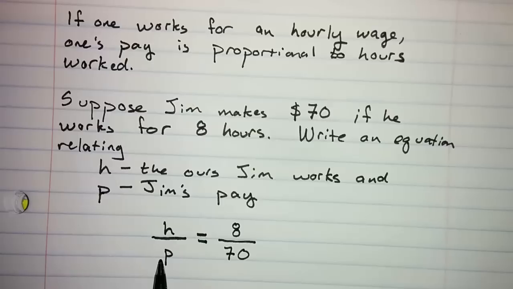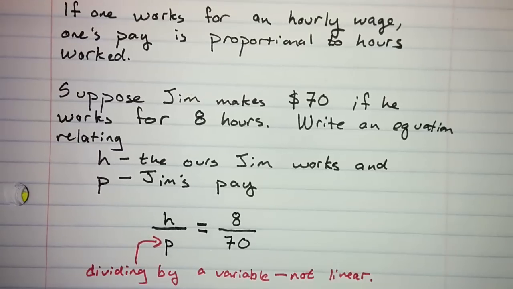Right, notice the way we set up this ratio. Hours, hours, pay, pay. Now wait, you say. That doesn't look like a linear equation. See here, we are dividing by a variable. But think back. How do we go about solving a proportion? If only one of these were unknown, how would we go about solving?